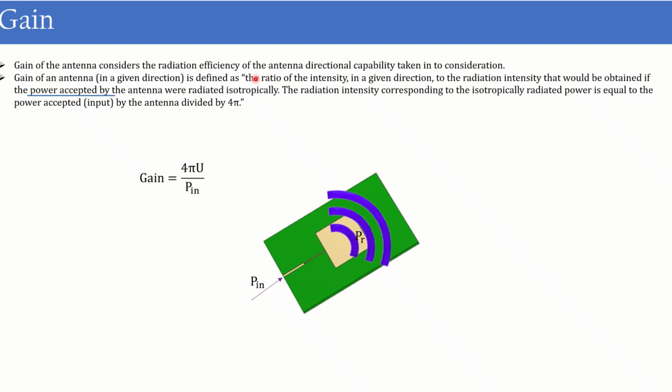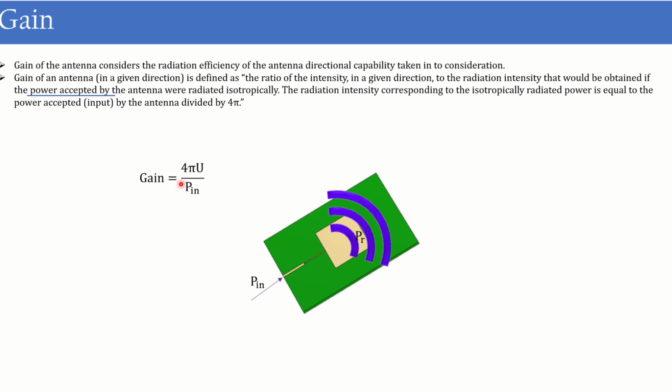Gain of the antenna is defined as the ratio of the intensity in a given direction, that is this U, to the radiation intensity that would be obtained if the power accepted by the antenna were radiated isotropically. So it considers the total power input to the antenna, that is, the power accepted by the antenna system. So the gain is expressed as the ratio of the radiation intensity to the average input power. This is the expression for the gain.